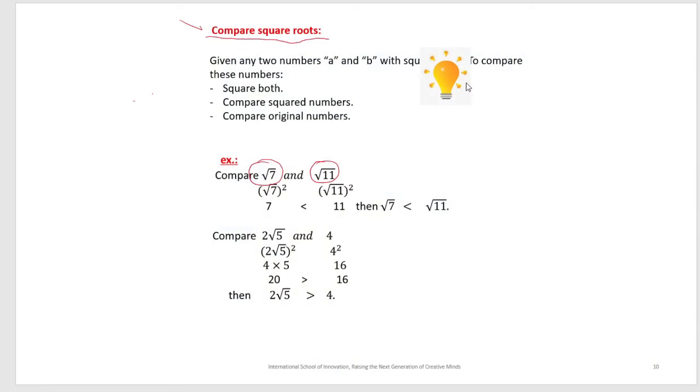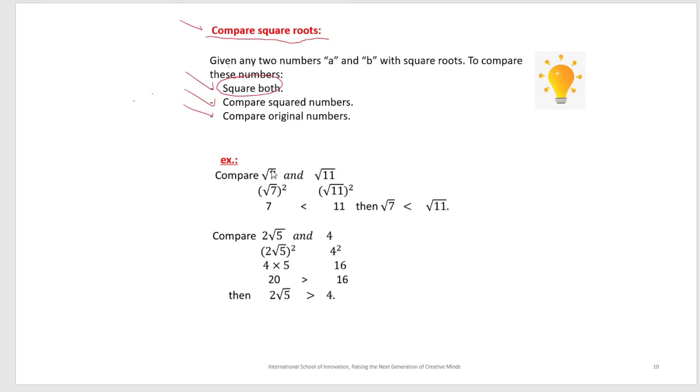First, to compare, what should you do? Square both sides. Compare the squared numbers. Compare the original numbers. How? We couldn't understand unless from the examples. Radical 7 and radical 11. First compare both sides. Square both sides. Make the square of radical 7, make the square of radical 11.